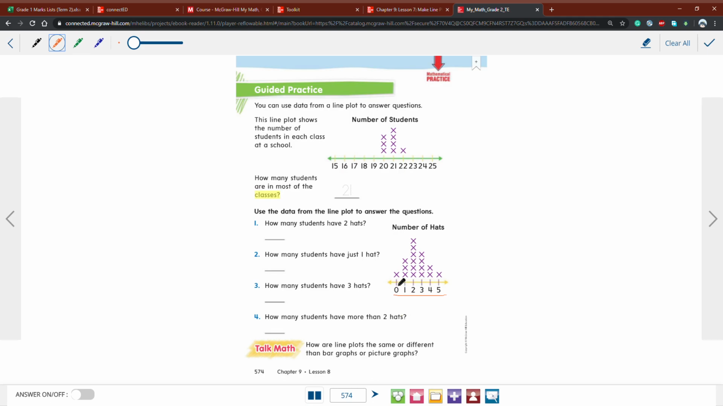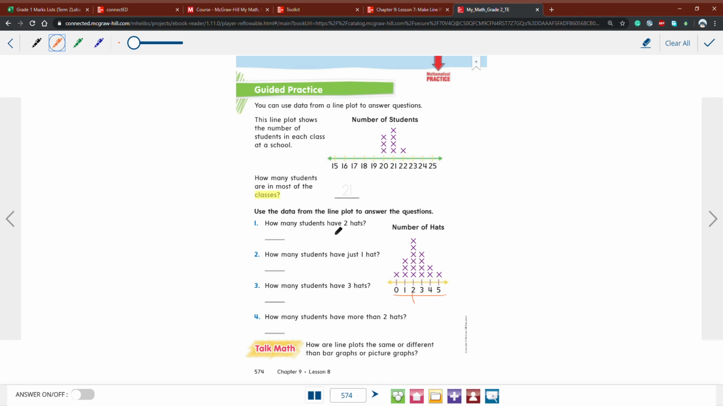So if we have 3 X's on the 1, that means 3 students, each one of them, have 1 hat. On the 2, 1, 2, 3, 4, 5, 6. 6 students have 2 hats. Can you see? Now, I think you understand the concept here. So let's start doing the question.